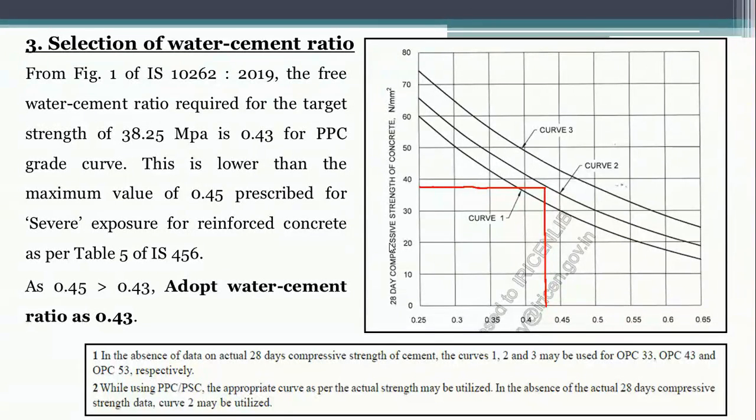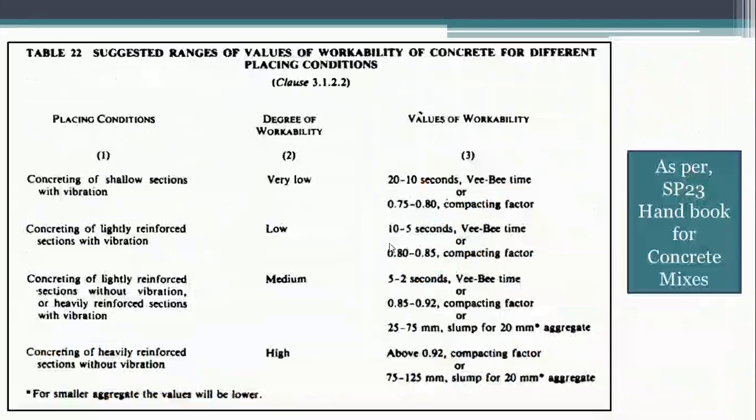The lesser of the two values has to be adopted, between 0.43 and 0.45. The lesser is 0.43, which is obtained from the grade curve. So 0.43 is adopted for the further calculations. You know that the lesser the water cement ratio, the higher the strength. That's why, whichever value is lesser, you have to consider that for the calculation. I hope you understood this part, especially for PPC.